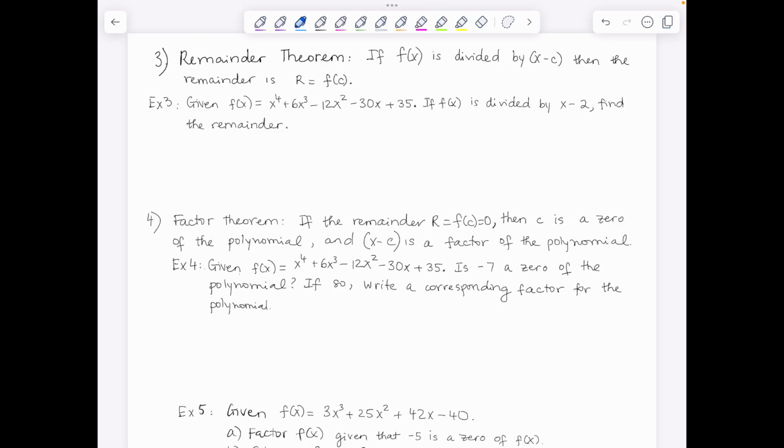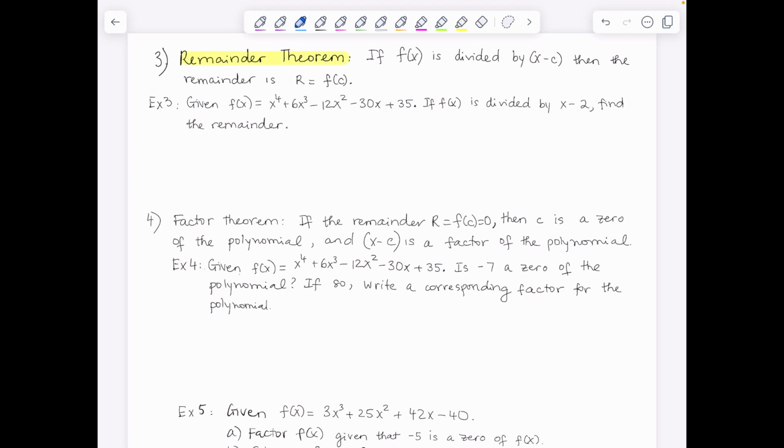You should now know how to perform long division or synthetic division to find the quotient and the remainder of the division of two polynomials. In this video, we are going to talk about two theorems that will quickly help us determine the remainder without performing long division or synthetic division, and will also help us determine if a number is a factor or a zero of a polynomial. The first theorem we're going to talk about is called the remainder theorem.